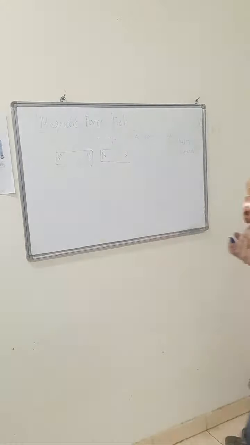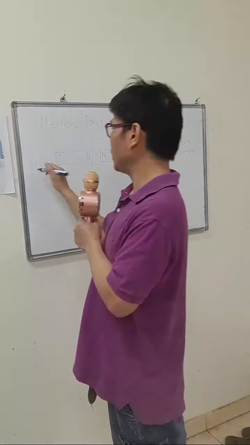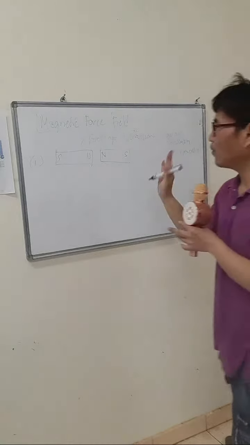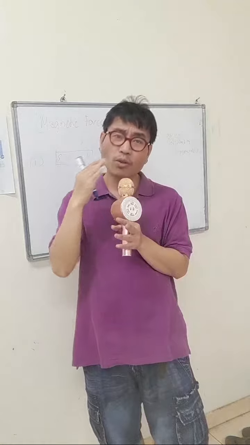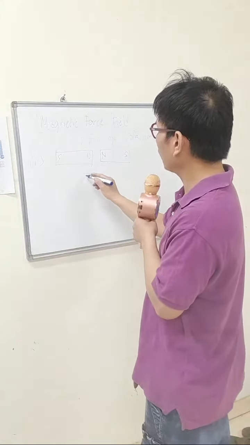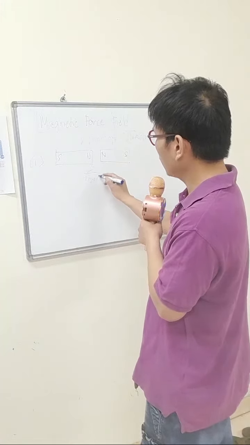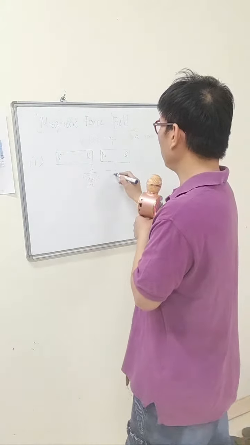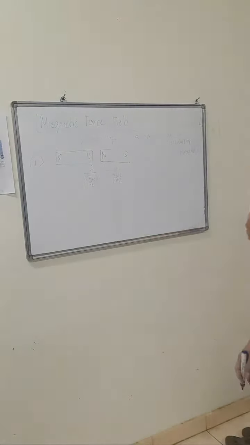Now notice in this first illustration, number one, the north and north poles will never attract because they have the same pole. So they will repel. Their magnetic force will repel.